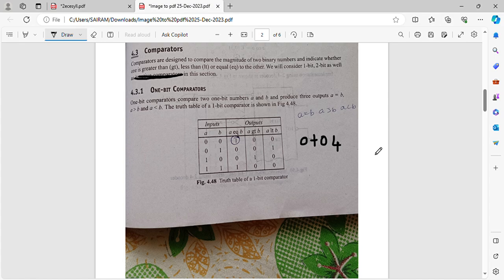So for 0 it is 0 0, for 1 it is 0 1, for 2 it is 1 0, and for 3 it is 1 1. Right? So now what should we do? Your outputs are 3. That is A is equal to B, A is greater than B and A is lesser than B. So let us consider A is equal to B, A greater than B, A lesser than B for 0 0.